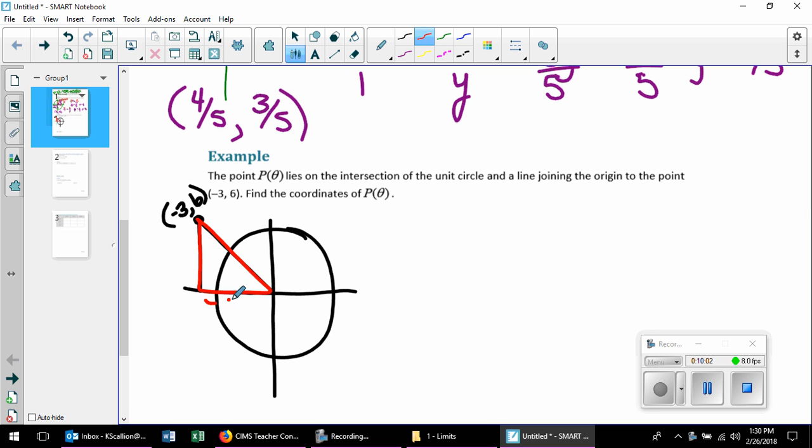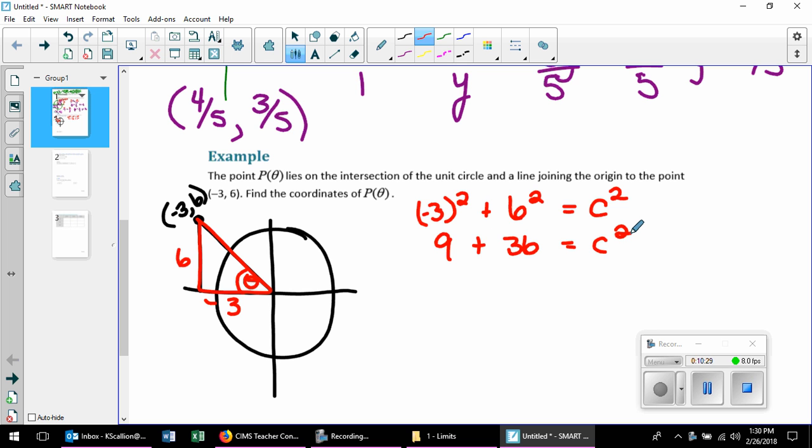So with this red triangle, I'm going to have -3, +6. Theta is right here. So we have to find the hypotenuse. That's going to be the trick. So we're going to have -3 squared plus 6 squared equals hypotenuse squared. So 9 plus 36 equals c squared. So I'm going to have 45 equals c squared.